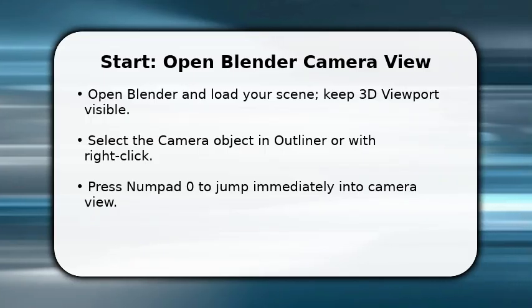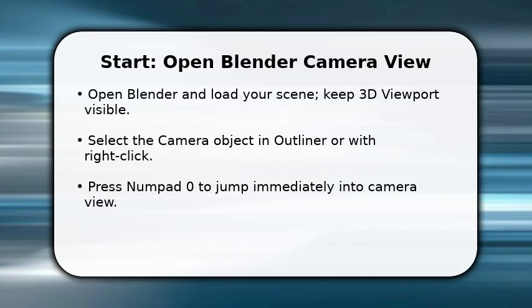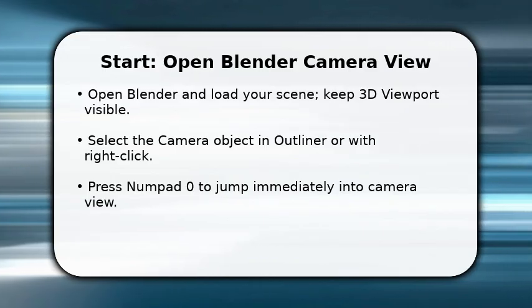You're starting in Blender with the scene loaded. Select the camera in the outliner so you control the right object. Once selected, press numpad 0 to switch the 3D viewport into the camera's perspective. This shows exactly what the camera will capture.